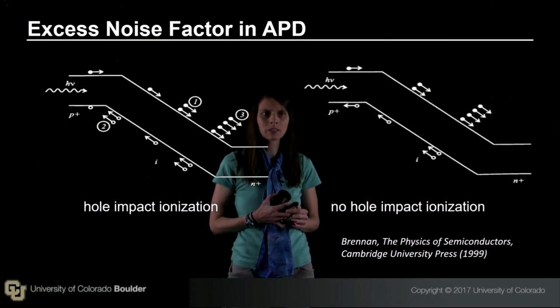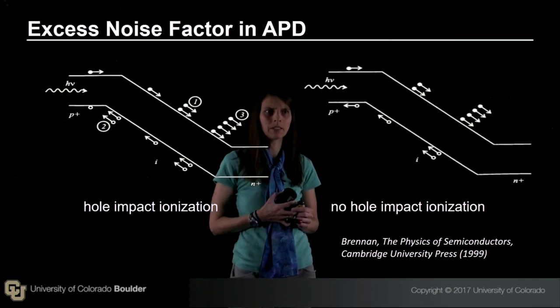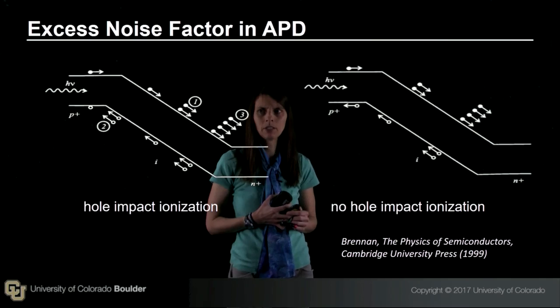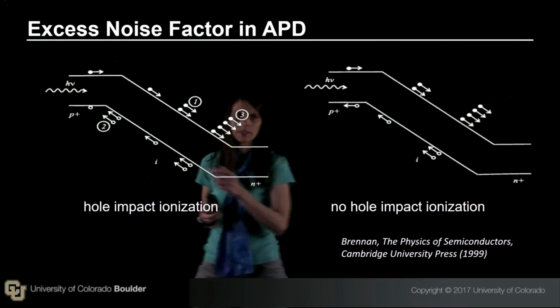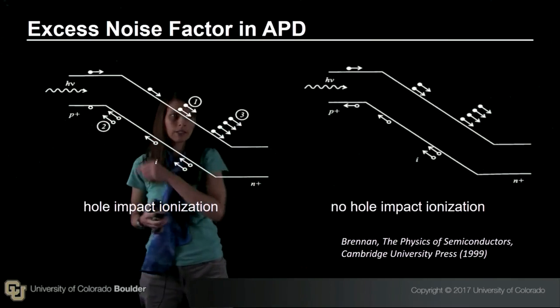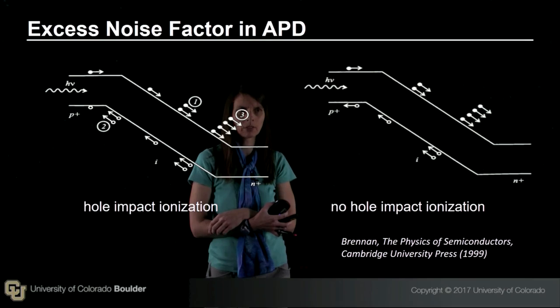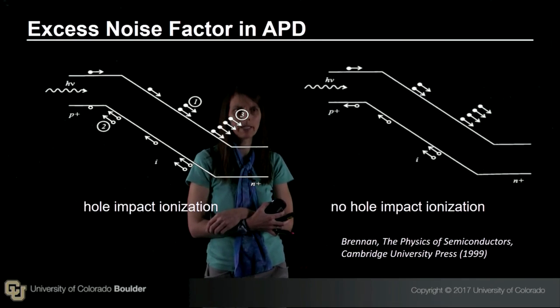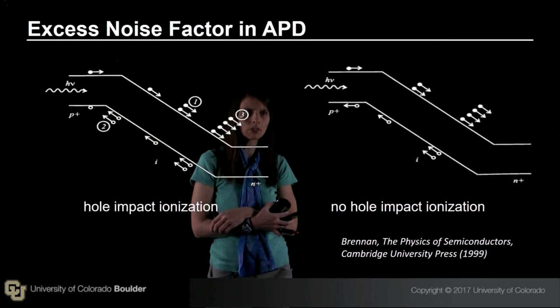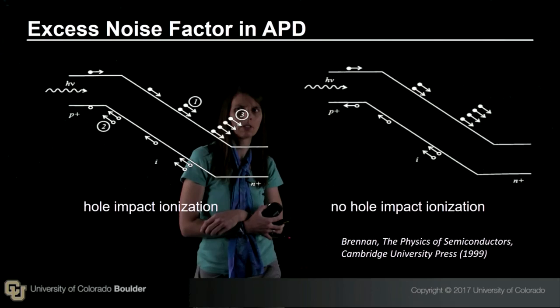So let's consider the case of a PIN APD out of a direct bandgap material. If we have light incident on this P+ contact, then essentially electron and hole pairs are generated by the light. The reverse bias sweeps the electrons in the intrinsic region to the N+ contact. And under this condition, only the electrons initiate the impact ionization. So it's a single carrier injection condition.